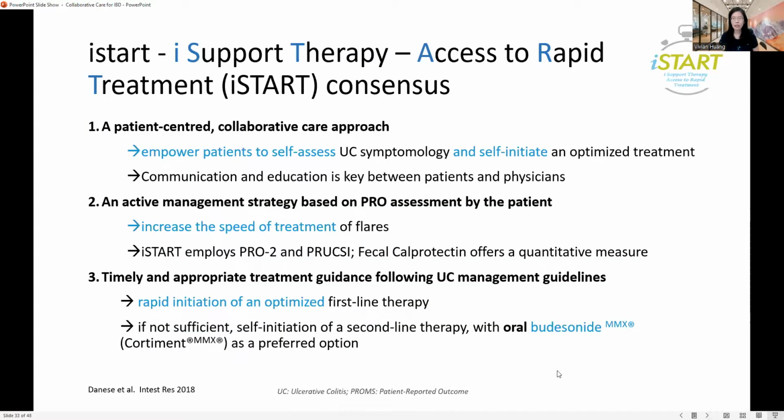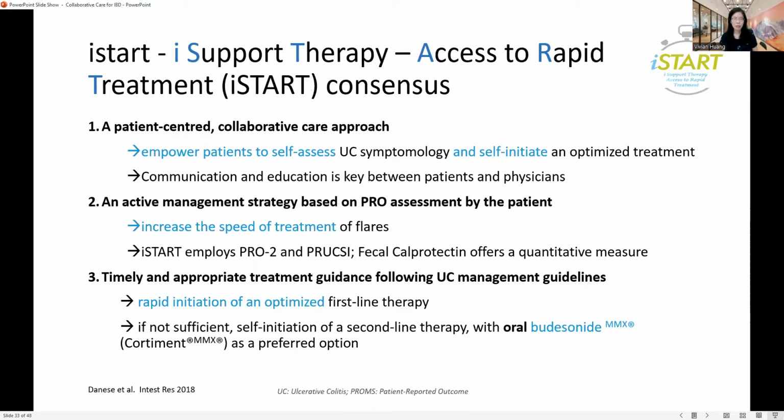This is a formal iStart, I support therapy access to rapid treatment consensus. Silvio Danese was one of the lead physicians on that one. And again, this is for ulcerative colitis. And basically, again, the concept is a patient-centered collaborative care approach to educate and empower the patient to be able to self-assess and understand their disease and self-initiate to a certain level the treatment strategies.